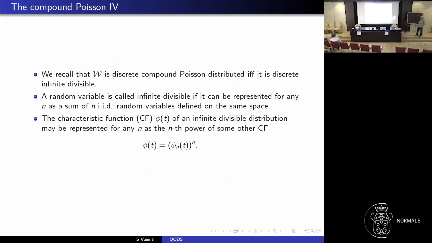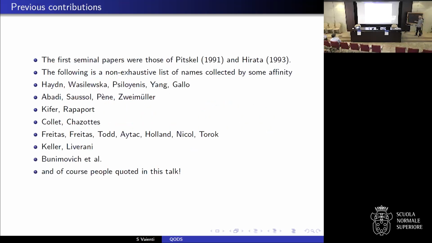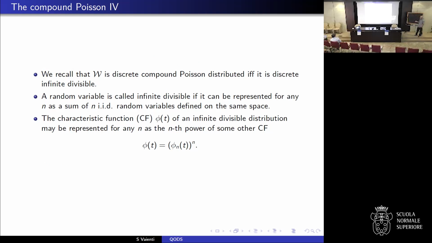There is a result in Feller's book or in Lukács' book on characteristic functions, which shows the following. A random variable W, which is discrete and positive, is compound Poisson if and only if it is infinitely divisible. And infinitely divisible means two equivalent things. The first: you can write it as the sum of IID random variables, for any n, defined on the same space. Or, which is exactly what we are going to use, the characteristic function of an infinitely divisible distribution can be written in this way, where you have the n-th power of other characteristic functions.